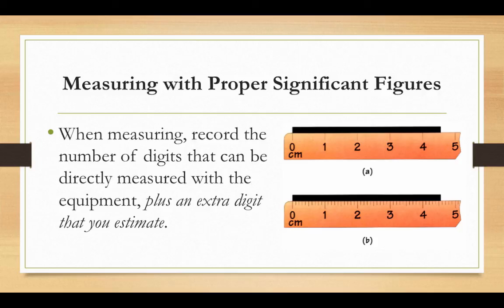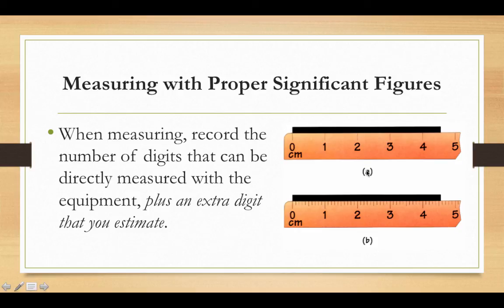When we measure in science, we follow one basic rule for measuring, and following this rule allows scientists to determine exactly how precise the tool or instrument was that was used to measure the item or object. So, when measuring, you always record the number of digits that can be directly measured with the equipment plus one extra digit that you estimate. If you do that, you've measured using the rules of significant figures.